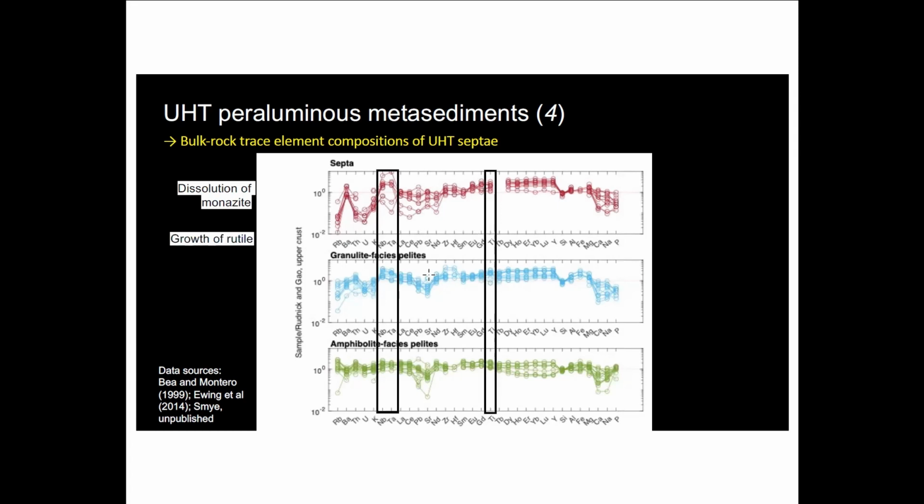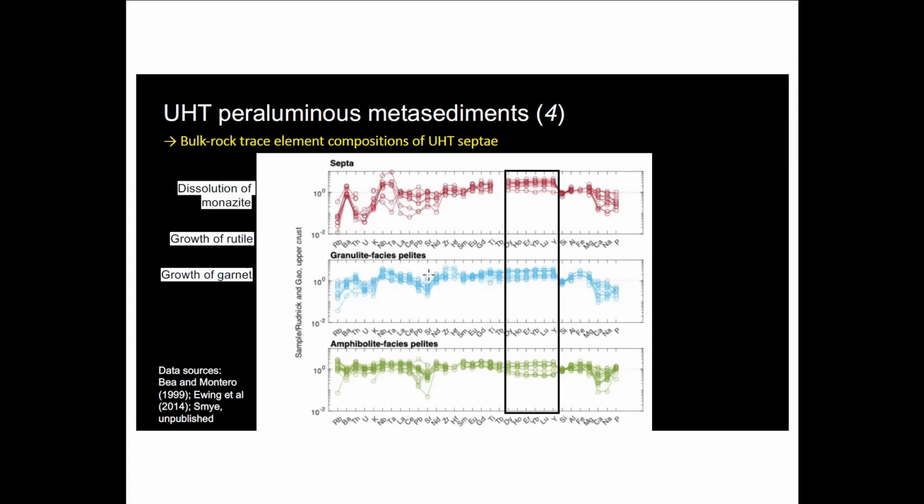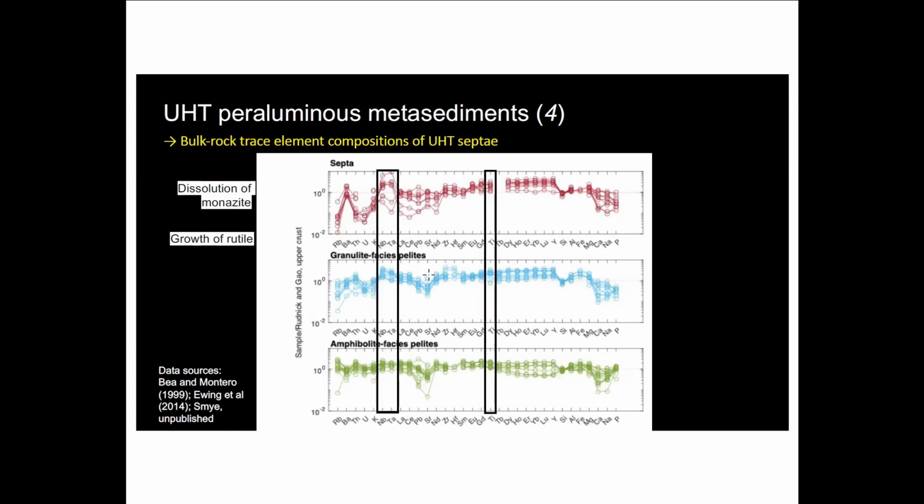Also enriched in the high field strength elements, consistent with the growth of a large amount of rutile through the progressive breakdown of high titanium biotite, stabilization of a large amount of rutile. And as we'd expect, based on the mineralogy, an enrichment in the trace elements that go into garnet as well. Okay, so I wish to emphasize that rutile in particular, if you look at the titanium here, you see the concentration of titanium gradually increases from amphibolite to granulite to the UHT septa.